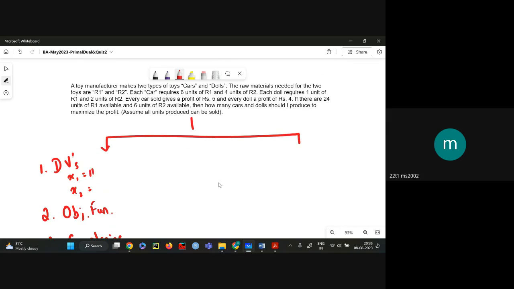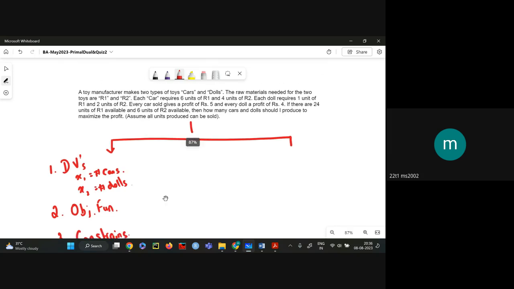So x1 would be the number of cars that I'm going to make, and x2 is going to be the number of dolls that I'm going to make. It does not matter. You can have x1 as the number of dolls, x2 as the number of cars. That has no impact. So that is going to be the decision variables for you.